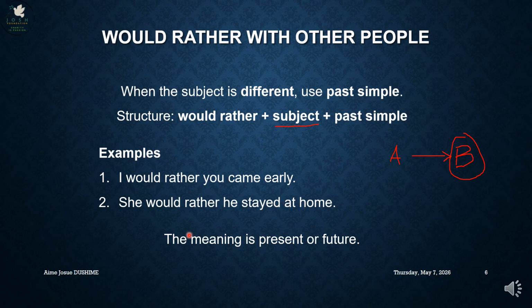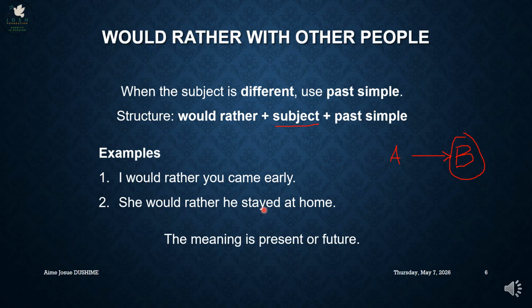When I say I would rather you came early, maybe I'm talking about now. This person is late, and maybe I want this person to never come late again. I say now, you are late and you have missed a lot of things. So I would rather you came early. Like I can tell you this time, I would rather you studied English every day. That simply implies that at the current moment, you don't study English every day.